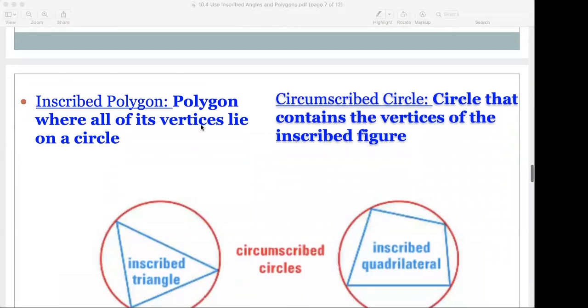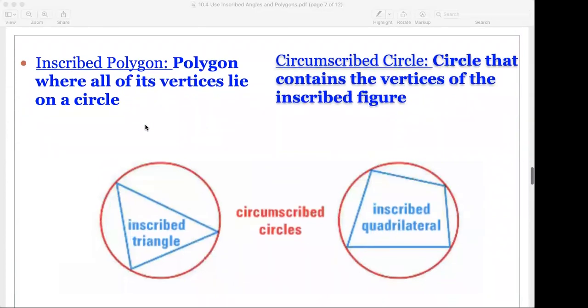Okay, so here's some more vocab for you. An inscribed polygon, both of these pictures are examples of that. That's a polygon inside a circle, and what's important about that is all vertices are touching the circle. And this is another polygon inside the circle, all vertices are touching it. I like to think of inscribed as inside, so the polygon is inside.